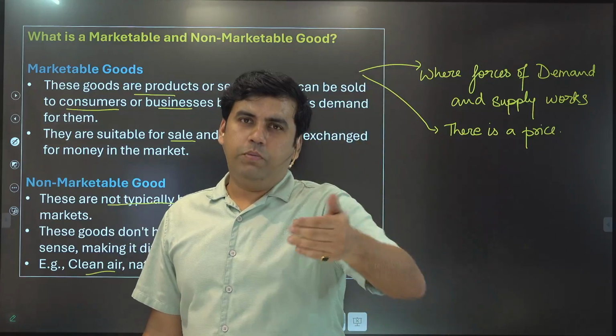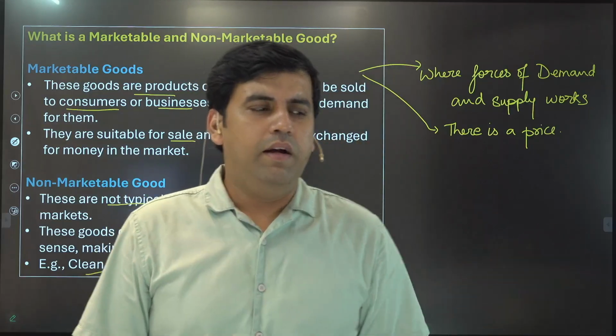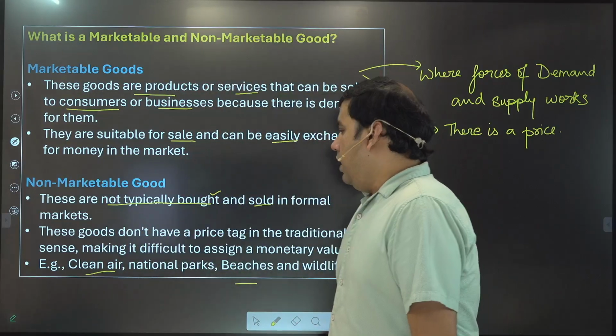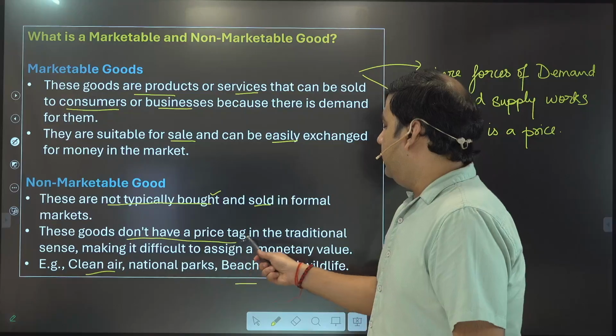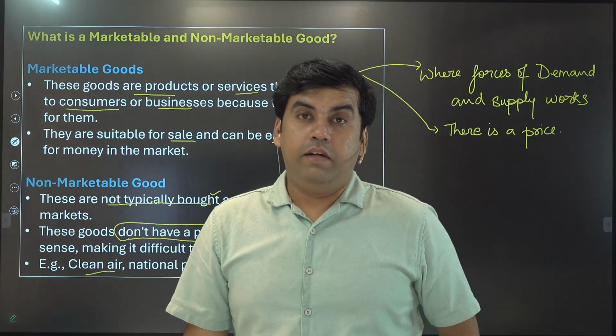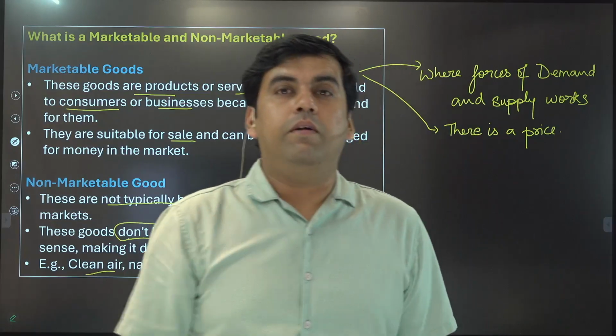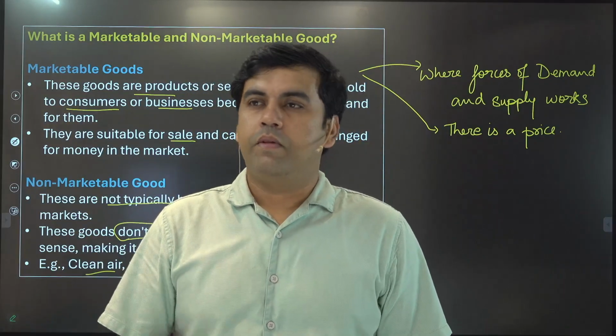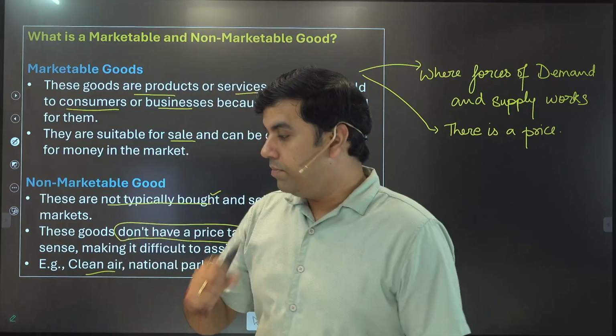UPSC can give you the options and simply ask which of them are the marketable goods. They don't have a price tag. Imandar log, honest people, they don't have a price tag. If you offer them a bribe, you will not get it from there. They cannot have it, right?